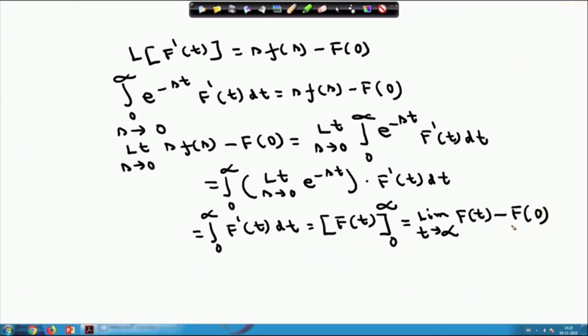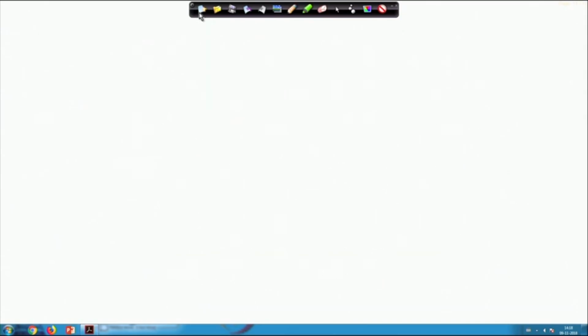So, f(0) will be cancelled from both sides, and we can write the limit as s approaches 0 of s F(s) equals the limit as t approaches infinity of f(t). Please note that this completes the proof of the final value theorem, which says that the limit as t approaches infinity of f(t) equals the limit as s approaches 0 of s F(s).